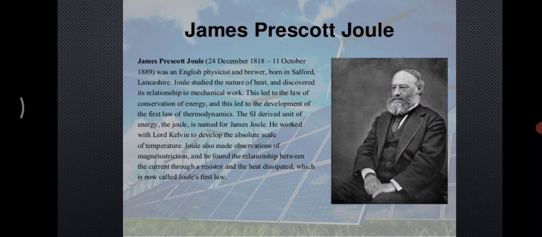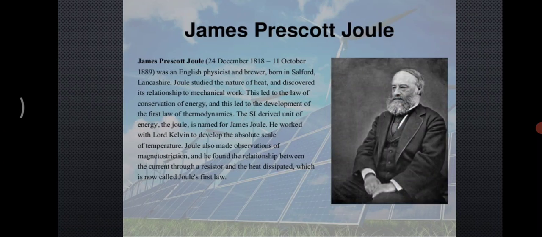What does the law of conservation of energy say? Energy can neither be created nor destroyed, but can be converted from one form of energy to another. This relationship was discovered when he discovered the relationship to mechanical work, and this led to the development of the first law of thermodynamics. Thermodynamics is a branch of physics which deals with the study of heat.